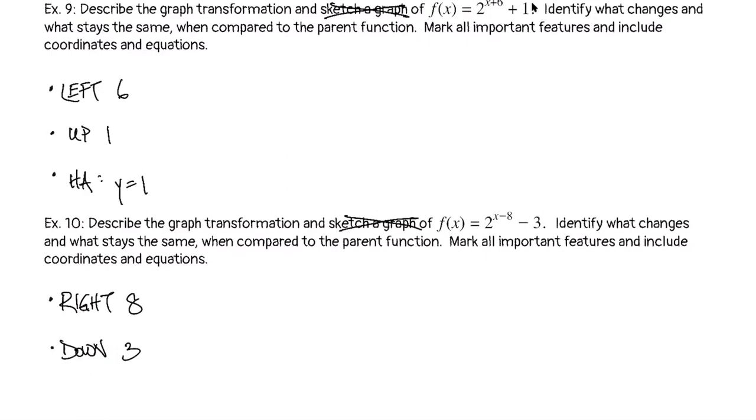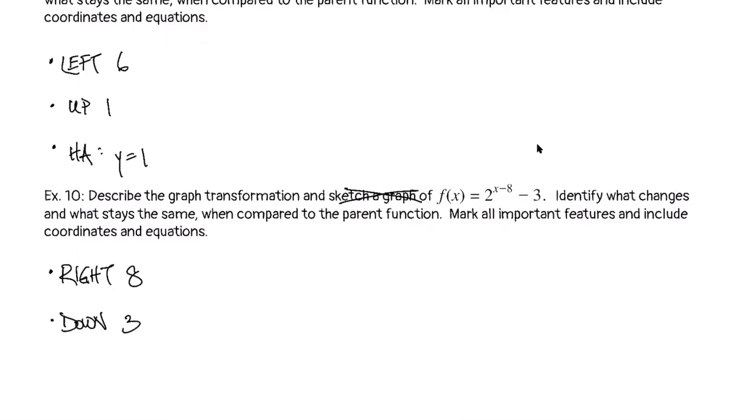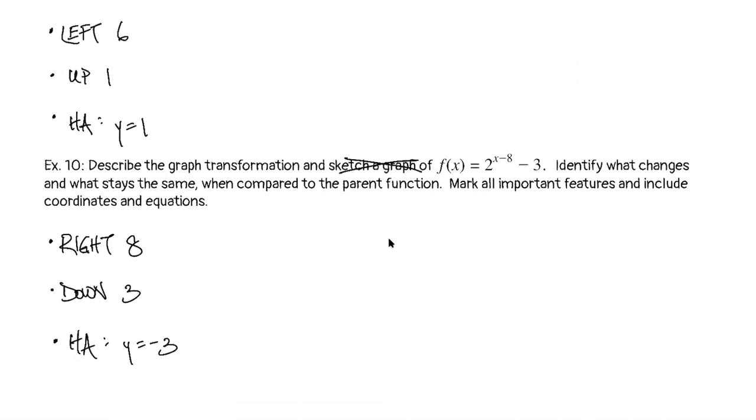Okay. And what's the horizontal asymptote for number 10? Y equals -3. Beautiful. I love it. Horizontal asymptote of y equals -3. Beautiful. All right. So we've got our C, our B, our A, and our D.